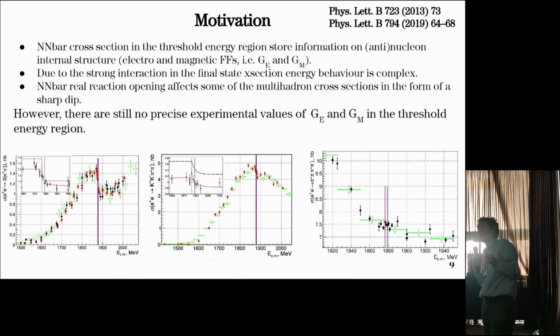So far, there are just several phenomenological models that explain this dip in the cross section of these channels. It's connected with the opening of a real process for nucleon-antinucleon. So it's important to obtain more information to explain this region, and maybe create more precise models to explain it.